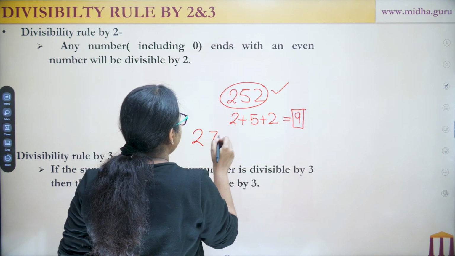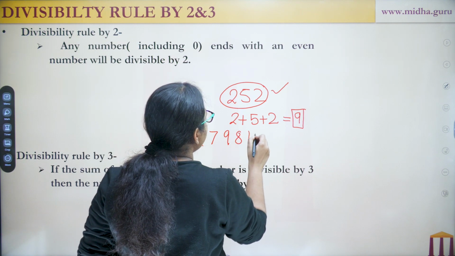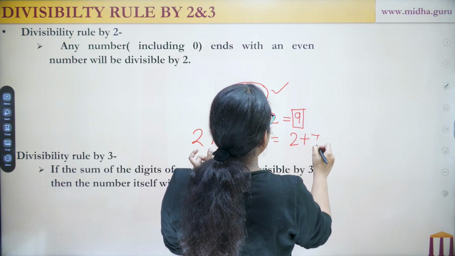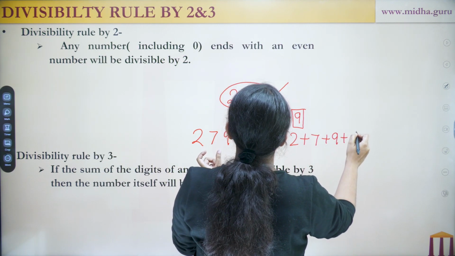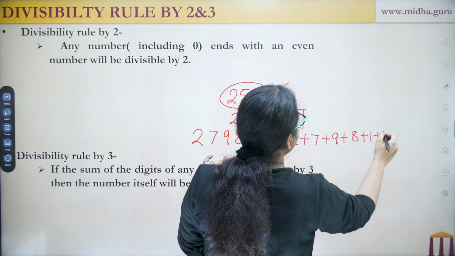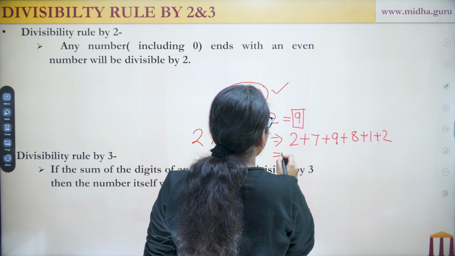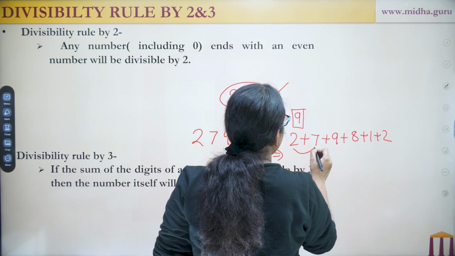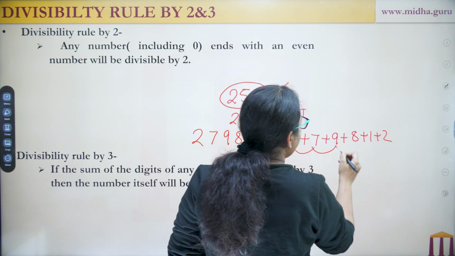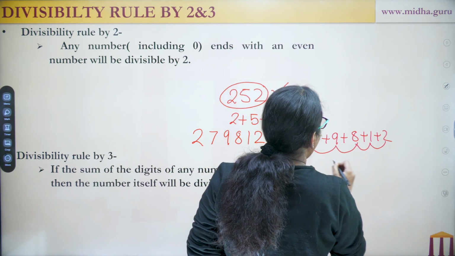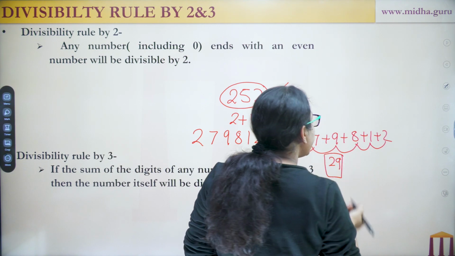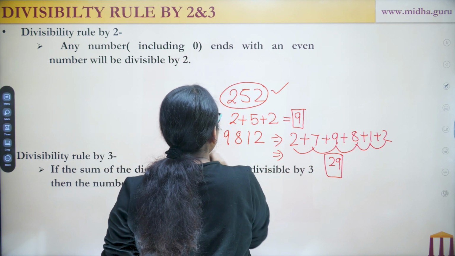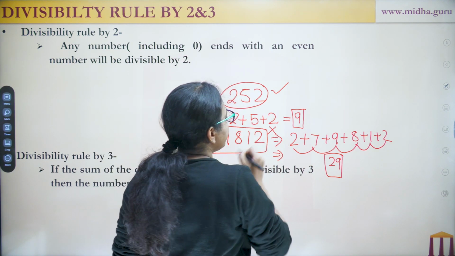2, 7, 9, 8, 1, 2. Now let's sum its digits. 2 plus 7 is 9. 9 plus 9 is 18. 18 plus 8 is 26, plus 1 is 27, and plus 2 is 29. Is 29 a multiple of 3? No. So that means this complete number is not divisible by 3.